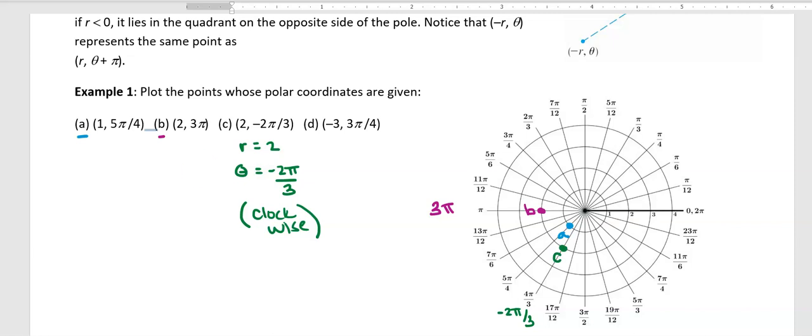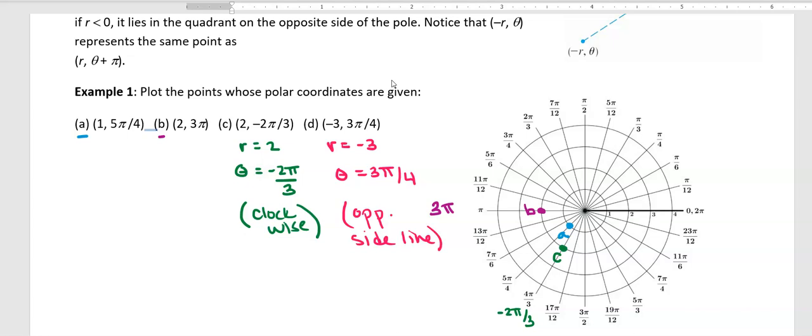Okay, the last one here is when we have a negative r. So remember, that means you're going on the opposite side of the line, and we're using the angle 3 pi over 4. So we'll be going in the counterclockwise direction on this one, but just remember we're using the opposite side of the line when we actually plot our point.